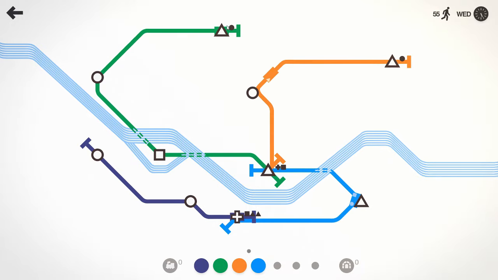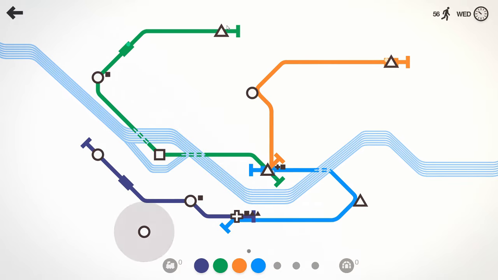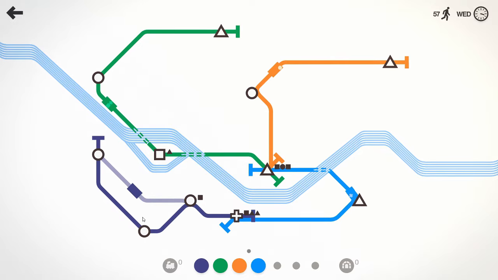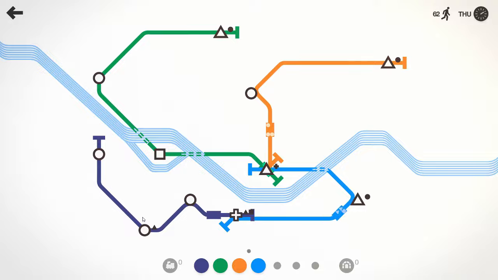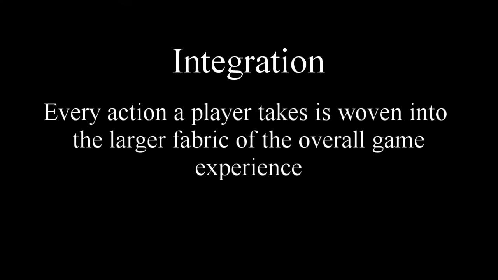Of course, all of the discernibility in the world will not help a game at all if it doesn't have anything to inform the player of. This is where our second requirement comes in. To create meaningful play, a game needs integration. Integration is present when the outcome of a player's action affects the rest of the game.